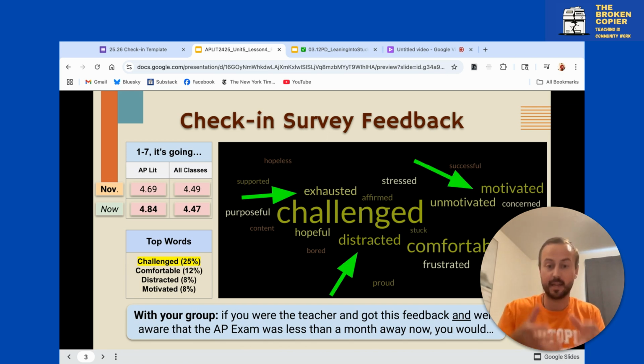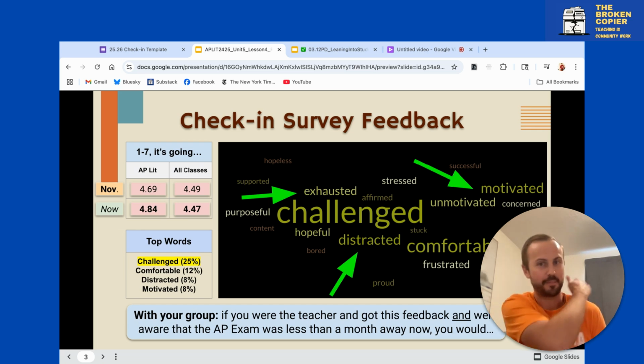And actually, you can see at the bottom of the screen, I facilitated a conversation with students about how would they react to this data if they were also the teacher in charge of preparing students for an AP exam a month out. And again, the goal of this survey is not to fix everything.